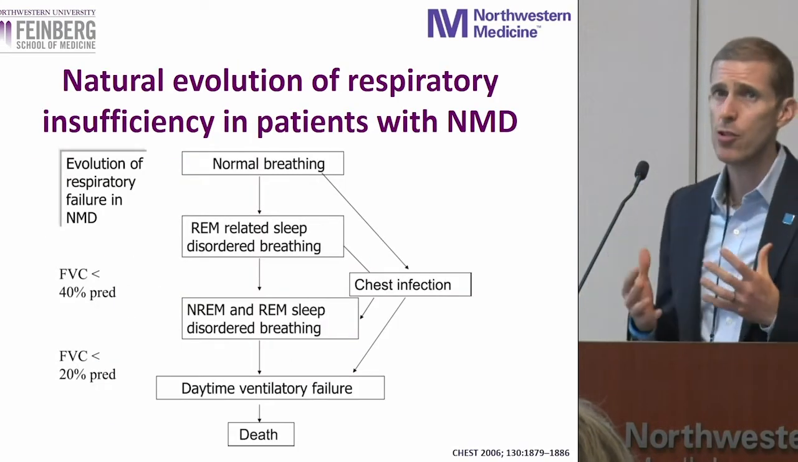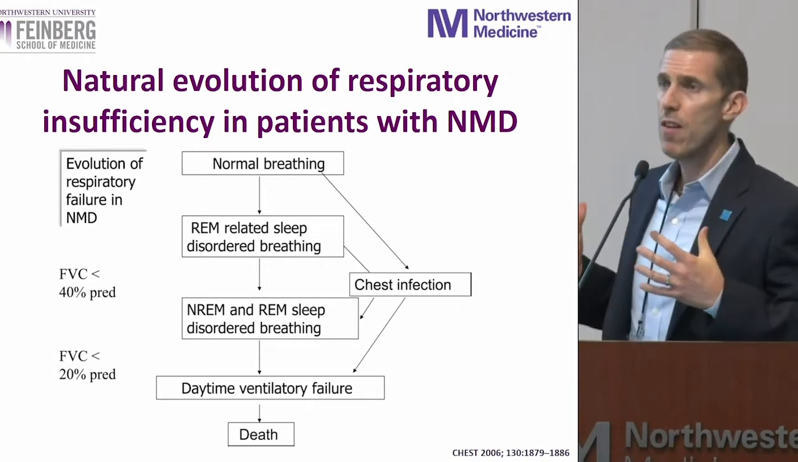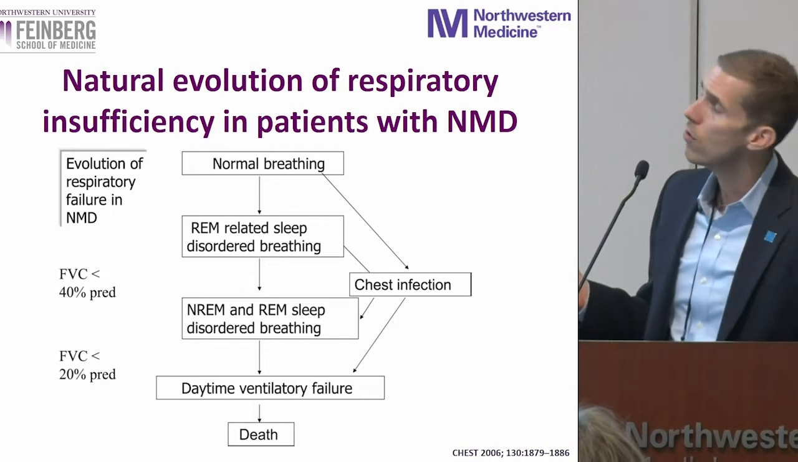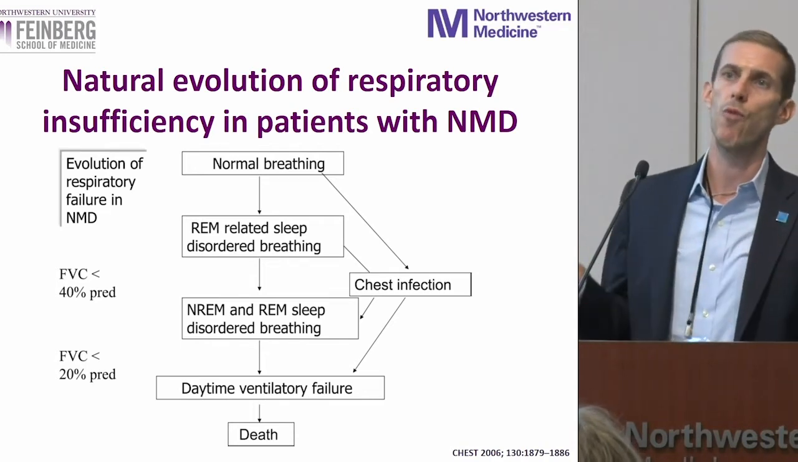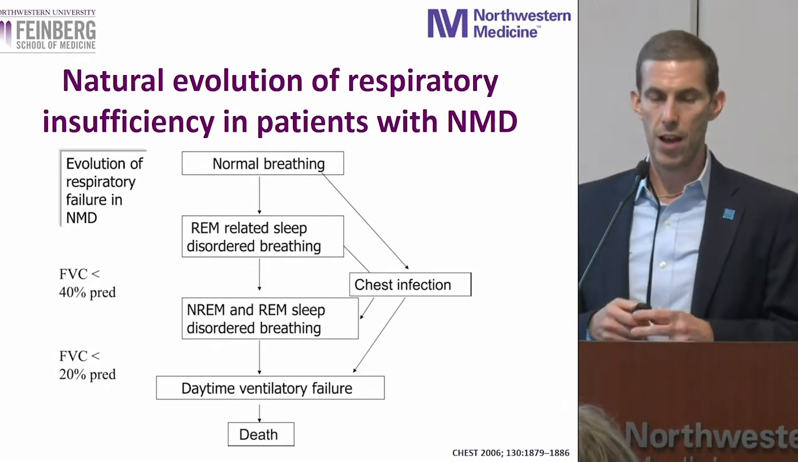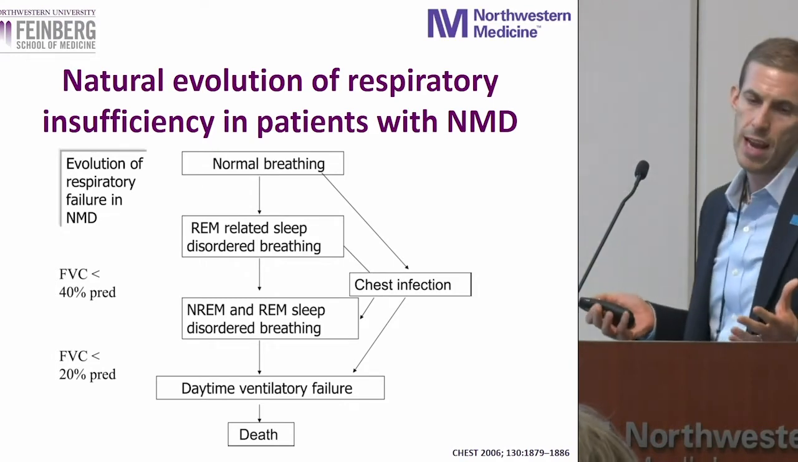When we talk about the natural evolution or progression of disease in people living with ALS, people start off with their normal breathing, right? And then as things progress, you see people first start to have symptoms when they're sleeping at night, and specifically when they're in the REM stage of sleep. During REM sleep, we have a lot of atonia in all of our muscles, and so we tend to hypoventilate more during those periods of time.